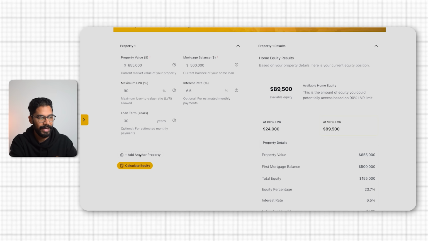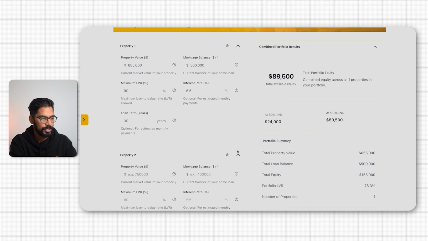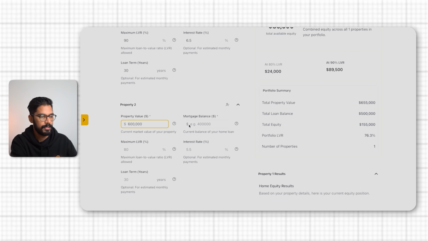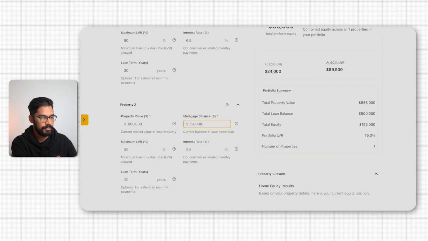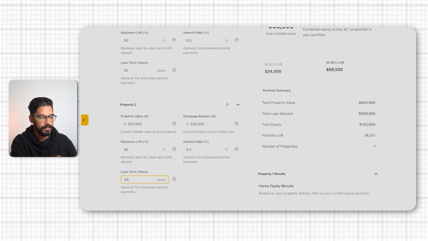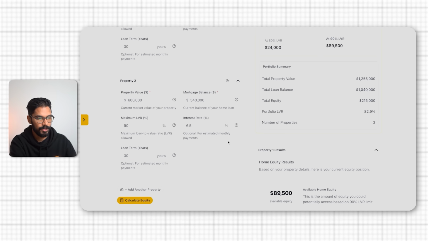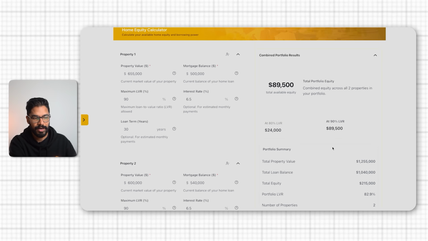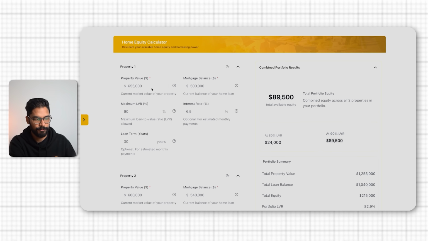But let's say you go ahead and now purchase another property. So you say, okay, the second property I purchased is for about $600,000. I'm gonna borrow this at 90%, and the maximum LVR is 90, 6.5%, and 30. This won't change anything because again, as we know, the value has gone up, the loan balance has stayed the same, and that means we don't have enough equity. We only have the equity in the first property.